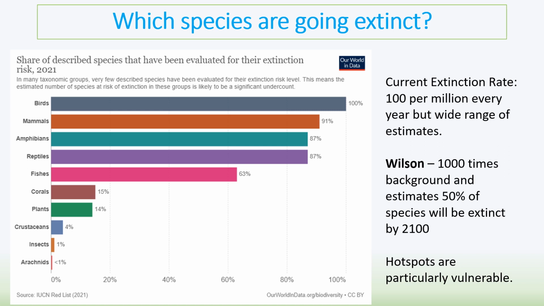The current extinction rate is about 1,000 times higher than the background extinction rate. The background extinction rate is the number we'd expect to go extinct if humans weren't here. But with human activity, it is estimated that 50% of the current species on the planet will be extinct by the end of this century. And as we've talked about in previous videos, the hotspots where most of the biodiversity is are particularly vulnerable.